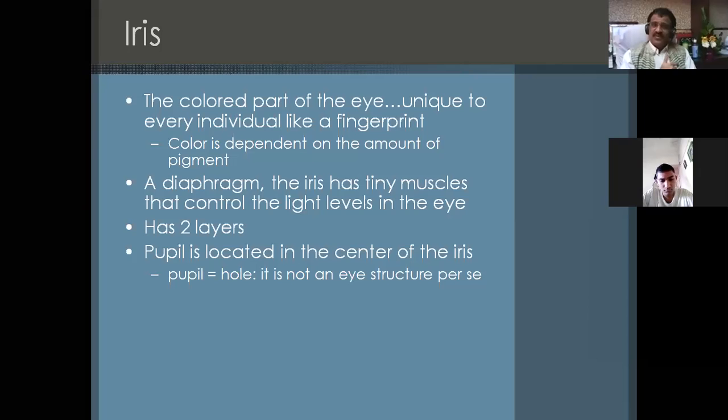Okay, pupil is located in the center of the iris. The pupil is a hole. It is not an eye structure per se.